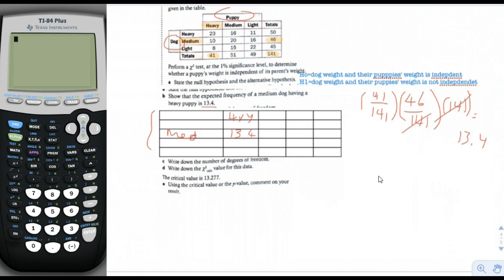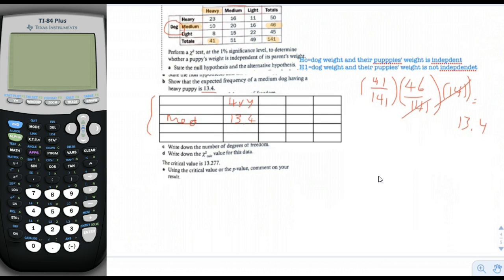Write down the number of degrees of freedom. Okay, so there is a 3 by 3 matrix. So for a 3 by 3 matrix, we're going to subtract 1 from the rows, subtract 1 from the columns. We're going to get 2 by 2, and that's equal to 4. Right?